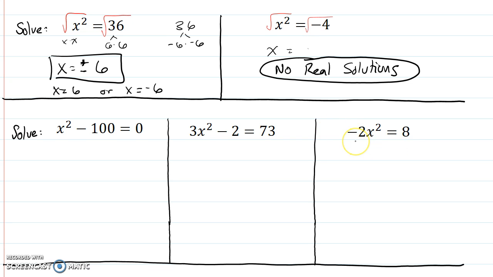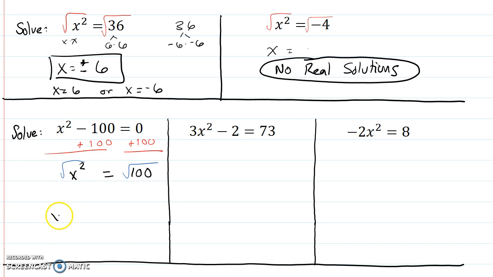In these three examples, there's some small differences. The biggest is, in the first two examples, we had x squared equals. Now, I don't. I have x squared minus 100 equals. I can't square root both sides until I have x squared by itself. I've isolated the x squared. So, in this case, that means I'm going to add 100 to both sides of my equal sign, giving me x squared equals 100. Now that x squared is by itself, I can take the square root of both sides.